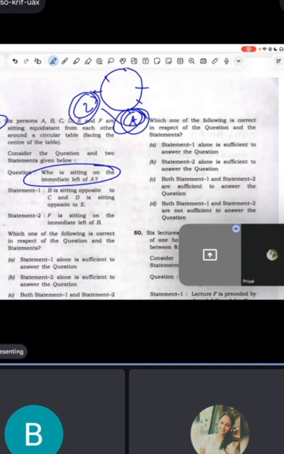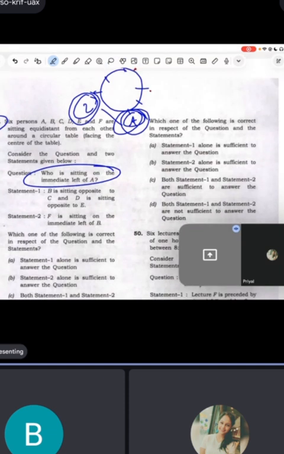First, B is sitting opposite to C. B can sit anywhere; I don't know. Opposite to C, so let's say B, C. And D is sitting opposite to E. D, E. But I don't know about A. Anything here, I cannot bring the answer from one.